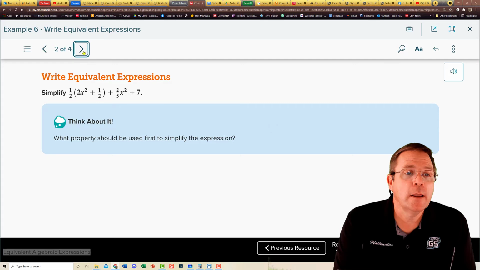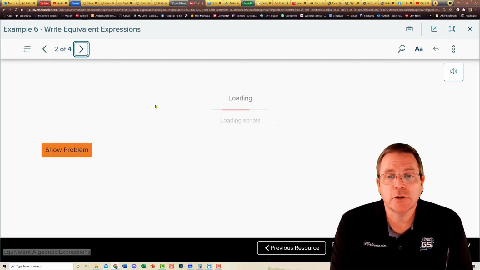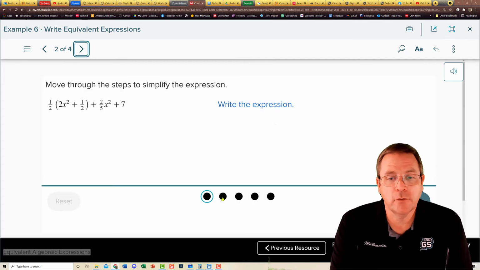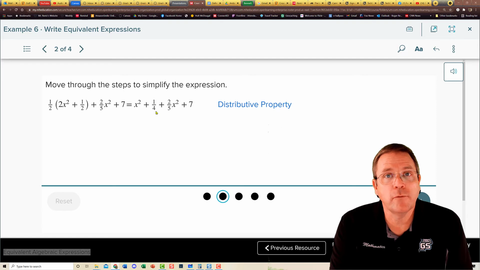They're going to start off by using the distributive property. The distributive property means they're going to distribute that 1/2 through this grouping symbol. 1/2 times 2x squared is going to equal 1x squared, because 1/2 times 2 is 1. And x squared, that's the same thing as 1x squared. 1/2 times 1/2 became your 1/4 right here. Everything else, the 2/5 x squared, stayed the same. The plus 7, it's right there.